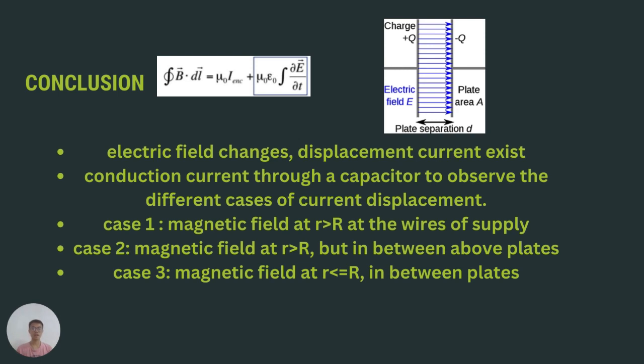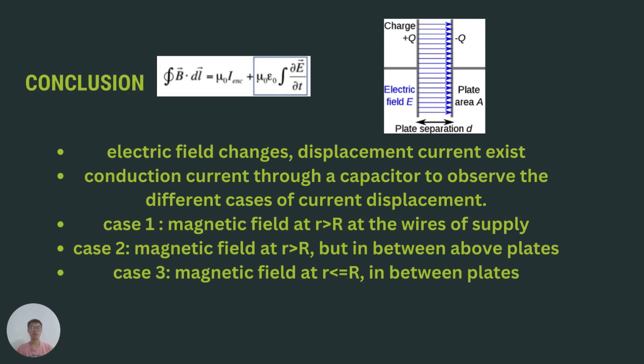This is a capacitor with a supply to the capacitor, and then the current goes to the plate, and then it gets the voltage, and the charge will accumulate, positive and negative, on both sides. The definition of the displacement current is that when the electric field changes, displacement current exists. Secondly, the conduction current will go through the capacitor, and then we will observe and measure the different cases of the displacement current.